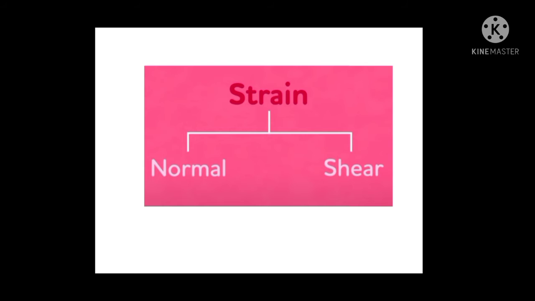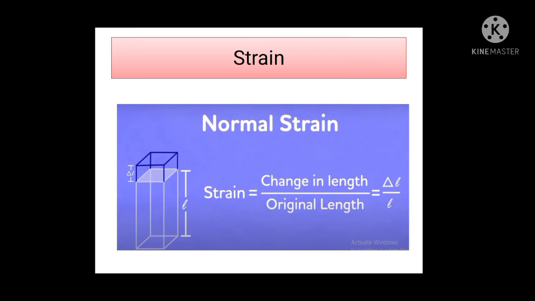Now see, this strain also has two parts. One is normal strain, another is shear strain. In this chapter, as with stress, we will learn only about normal strain. Now this normal strain, you can see strain is change in length upon original length. Now delta L denotes the change in length and L is the original length.